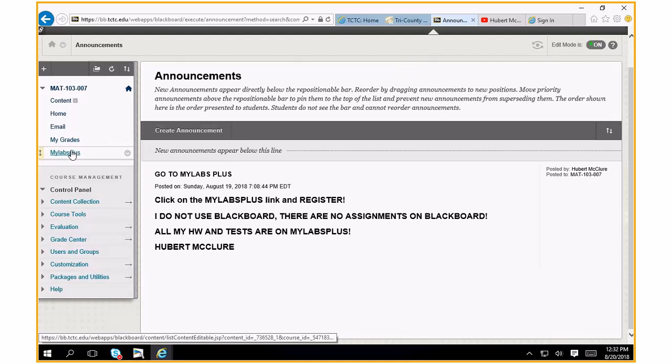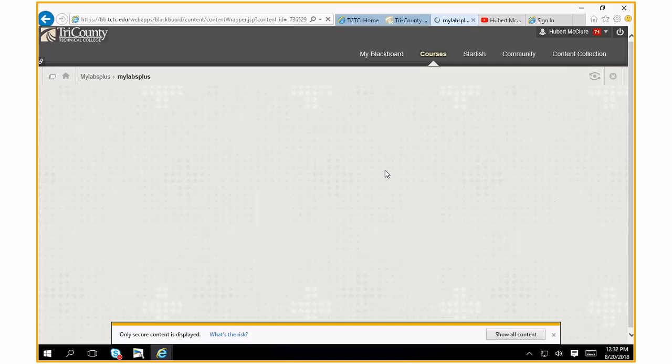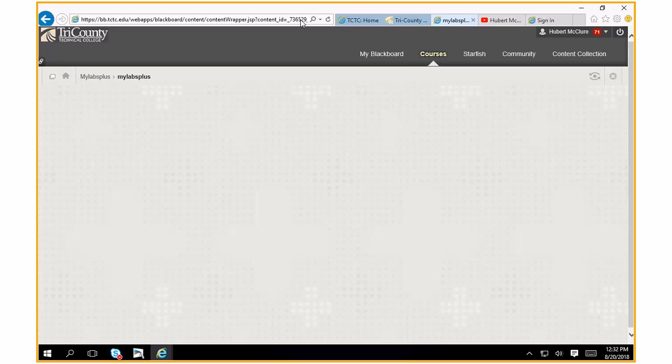Okay, look over here on the left-hand side. What is that over there? MyLabs Plus. Click on that. Click on MyLabs Plus again. And then it goes automatically, hit Show All Content. That might show up at the bottom of your screen or up here with a little X. You click on the X and say Allow Pop-ups, either one. Where'd mine go? Disappeared. Okay, there we go.